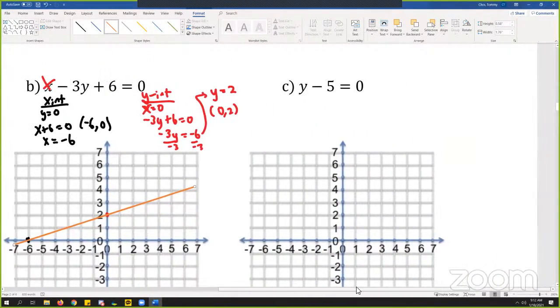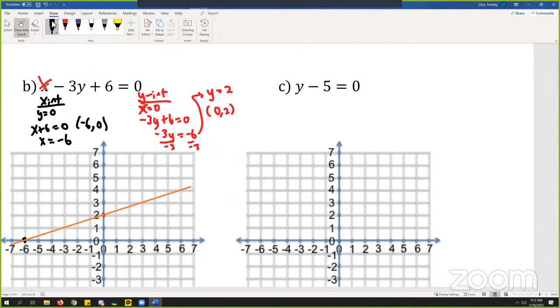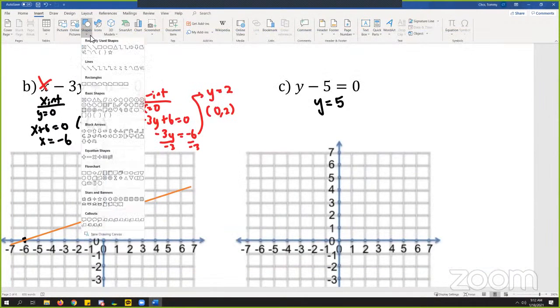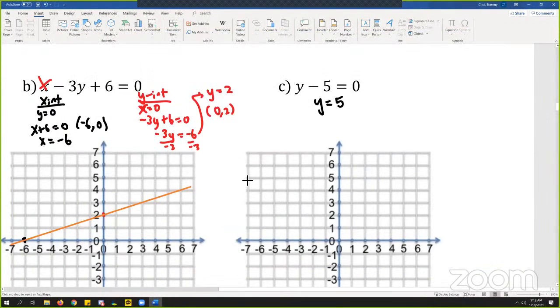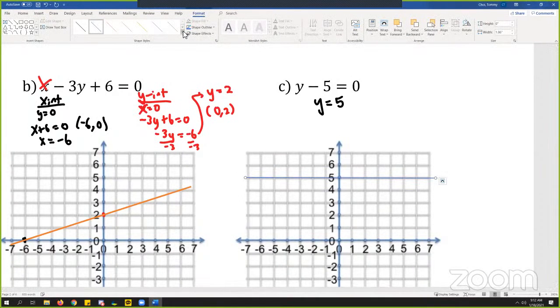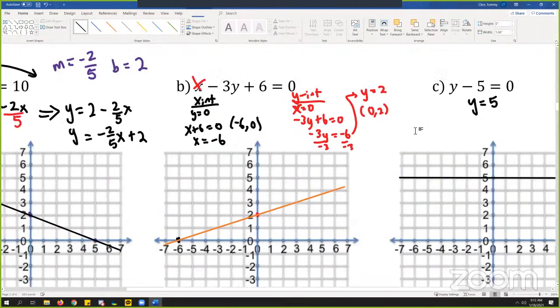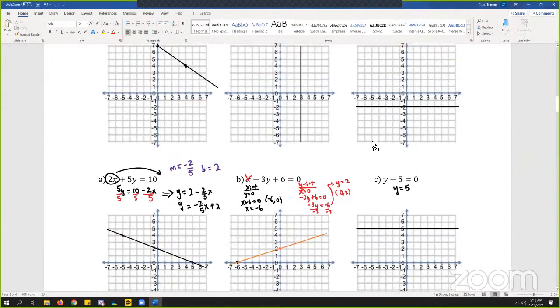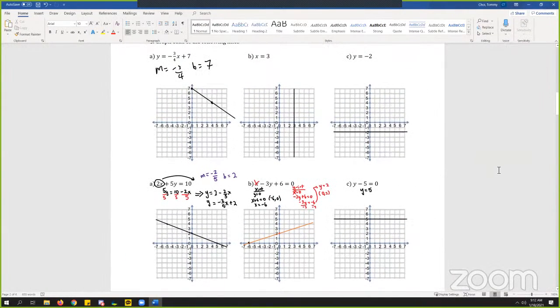Our last question here, C for this one here, the second C, y minus 5 equals 0. We should be able to rearrange this. We want y alone, so we get y equals 5. And immediately we can draw our line. We know we are smart people in Mr. Choi's class. We all know that's just going to be a horizontal line on y equals 5. Just like that. So there's our completed work here. I'll zoom out for everyone to see.